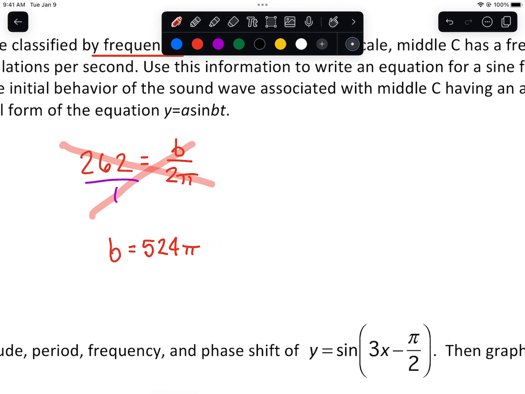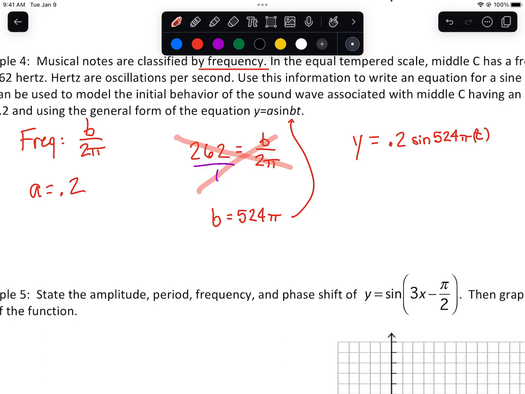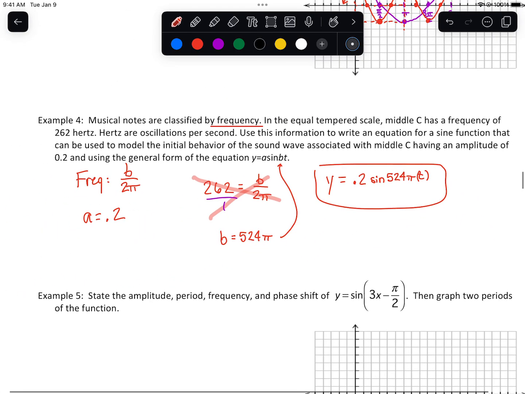You could get the decimal for it, but a lot of times we usually keep this in terms of pi. Since that's our b that we just found, we can plug that in, and they also told us a was 0.2. Once you get your a and b values, you can write your own sine function. So y equals 0.2 sine of 524 pi t, t for time. That would be your equation. I don't think you technically need parentheses around t, but that is how you write your own equation for something like that.